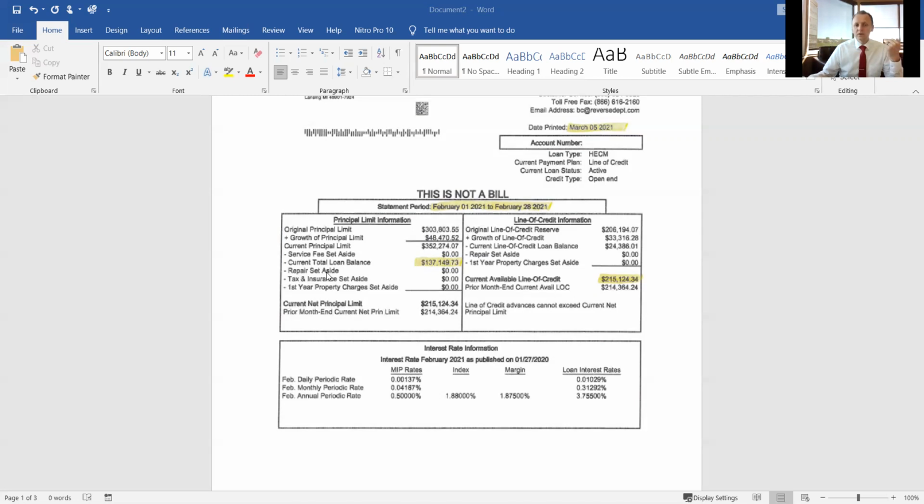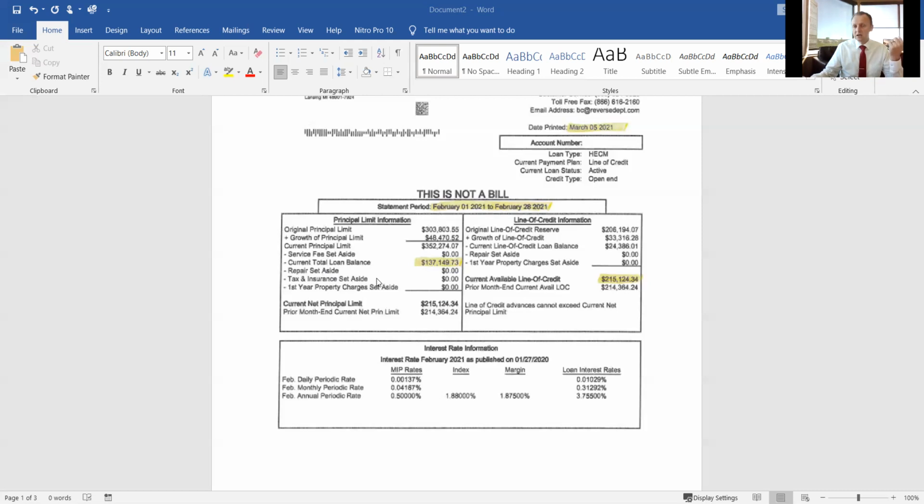Down here, a couple of other lines. A repair set aside would be if, let's say you had to do repairs on the home before you could close the mortgage, but the bank didn't want to make you wait to close the loan. And so what they'll do is they'll say, okay, let's take $10,000 out of your line of credit. We'll just hold it in reserve over here. You get the repairs done. And then once they're done, we'll take this money and pay for those repairs. That's what the repair set aside is.